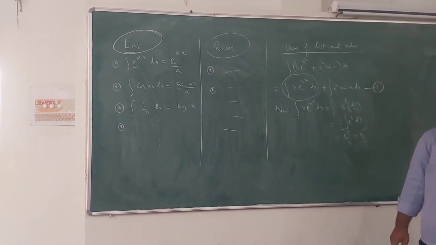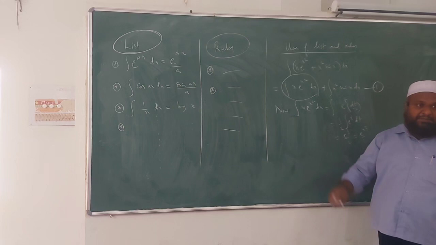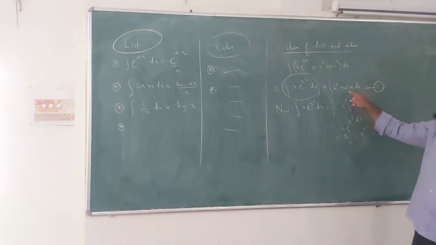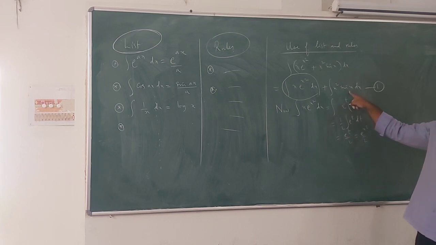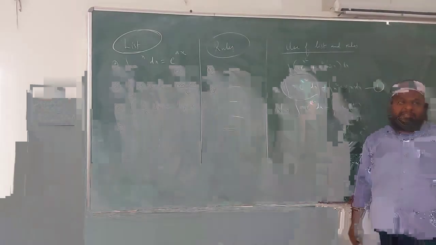What is the rule? Product rule. This was by substitution, so simple. You have first function as x square, second function as sin x. Then the product rule you have to apply, you will get the result. After getting both the integrals, you substitute back here, you will get the various integral.